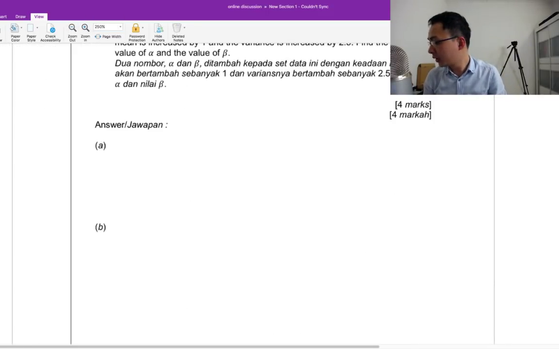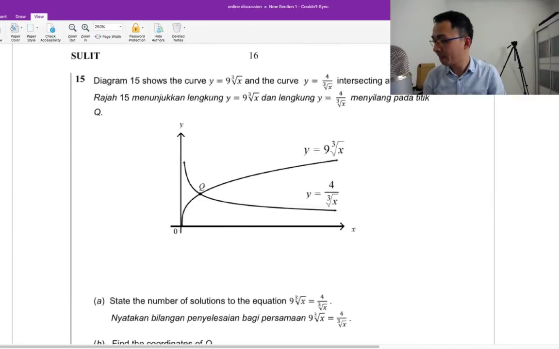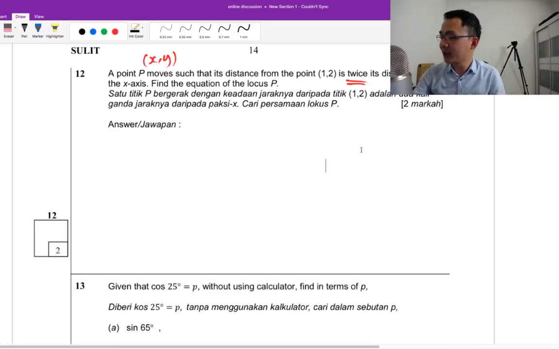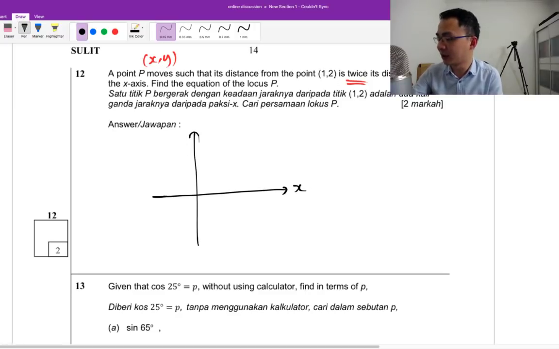Okay, so where were we just now? Okay, this one. So it's like this. Maybe we just assume like this. So this is the x-axis. The point P moves such that its distance from (1, 2), for example (1, 2) maybe is here. Okay, this is (1, 2). So it moves such that its distance from (1, 2) is twice the distance from the x-axis.